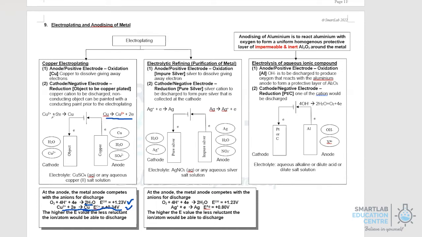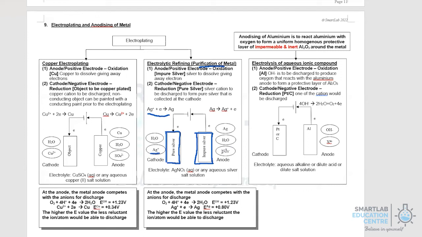In copper electroplating, the object to be electroplated should be placed at the cathode, while the copper source or the impure copper source will be placed at the anode. Electrolytic refining is the purification of metal. To purify the metal, in the same vein, the impure metal is at the anode, while the pure metal is at the cathode. Since at the cathode, Ag+, which has a standard electrode potential value of 0.80 volt, is highly positive, it will be preferably reduced at the cathode.